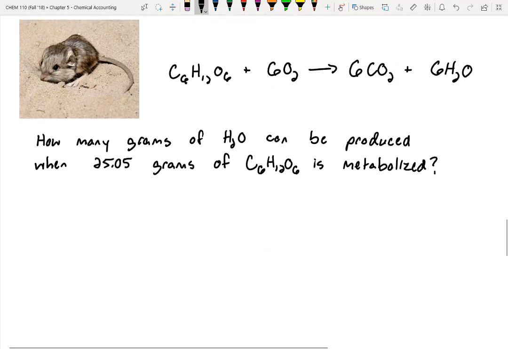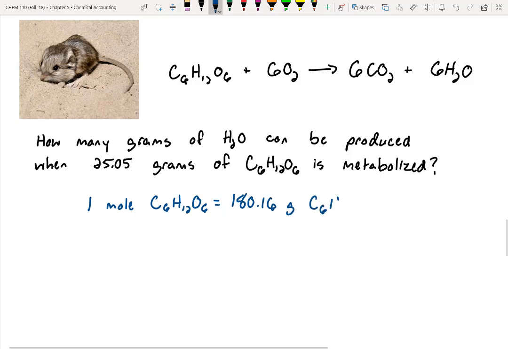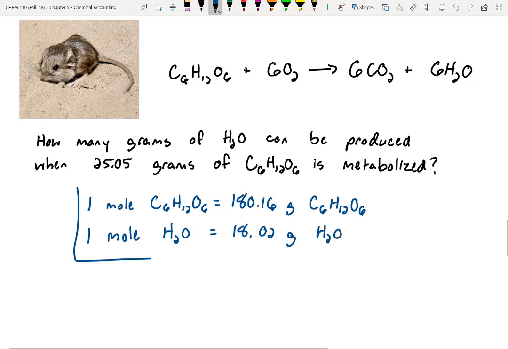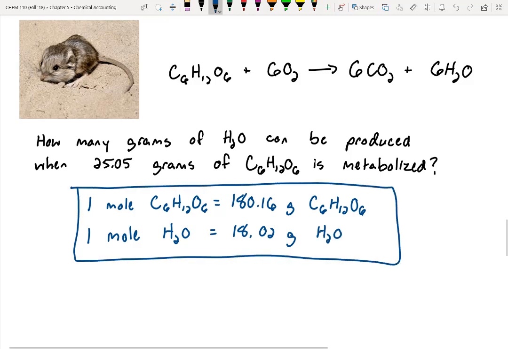And I will give you a few hints for this reaction. The first one is 1 mole of C6H12O6 we found yesterday was 180.16 grams of C6H12O6. That's just the molar mass. And then we also said that 1 mole of water is equal to 18.02 grams of water. So these are the unit conversions you may need to use for this reaction.